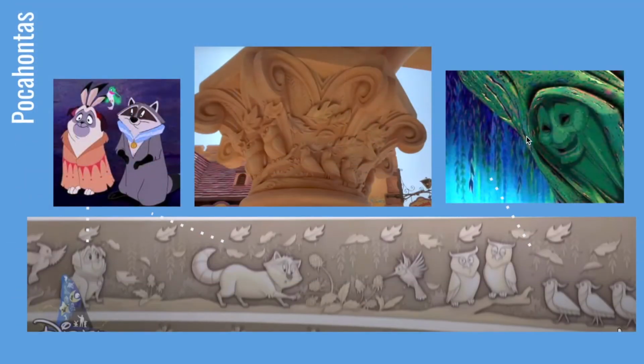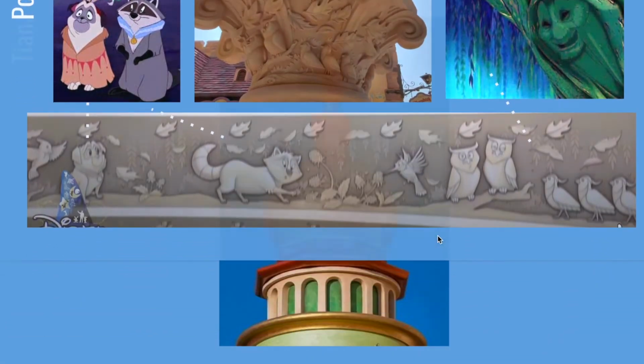Then on her capital, we see Flit, Meeko, as well as the villain's dog, I don't know its name, playing here in the branches of the willow tree with the leaves. So Pocahontas is the only one, well, I guess there's one other, who doesn't really have a flower, but instead has leaves as her piece of nature.